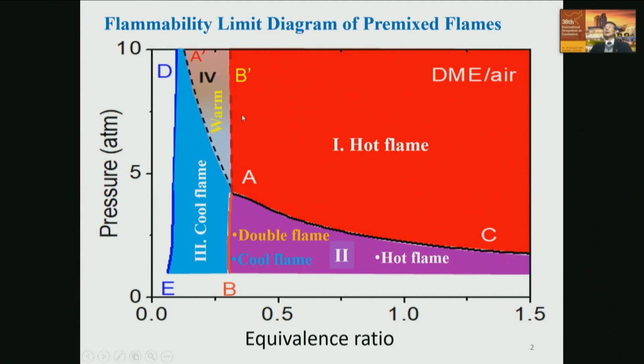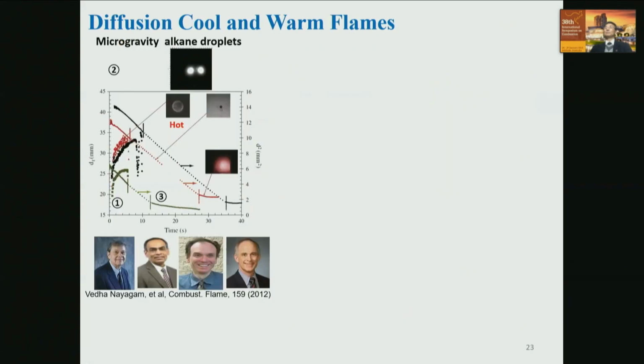So this diagram gives a generic understanding of where we see warm flames. In some regions, you have multiple flames. You need a multi-physics computation to make a correct prediction.